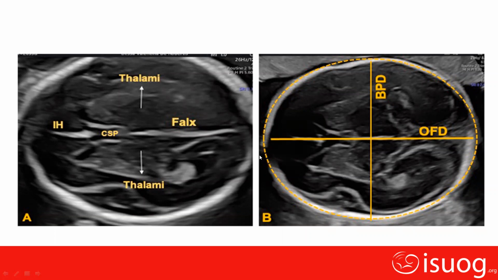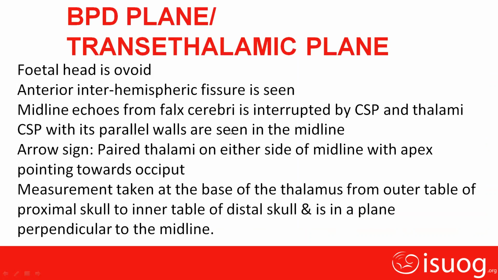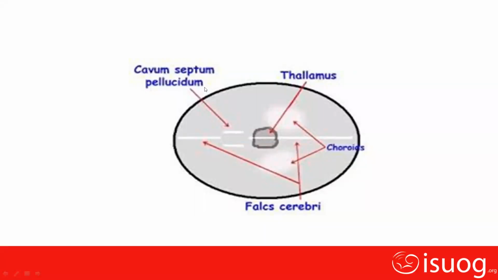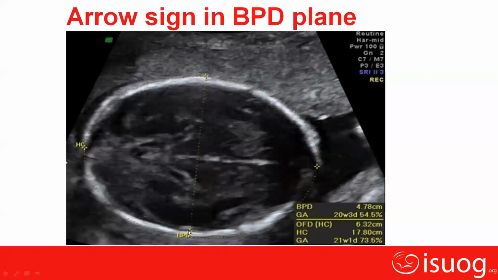So this is the graphical representation. This is the midline falx, and these are the cavum septum pellucidum. These are the thalamus, and these are the falx cerebri, and these are the choroid plexus inside the lateral ventricle of the brain. So this is a clear picture of an arrow sign, and this is the measurement from the outer table of the proximal skull to the inner table of the distal skull. It's not from outer to outer, it is from outer table to inner table. That's to be remembered. And the arrow sign should be seen in the BPD or thalamic plane.